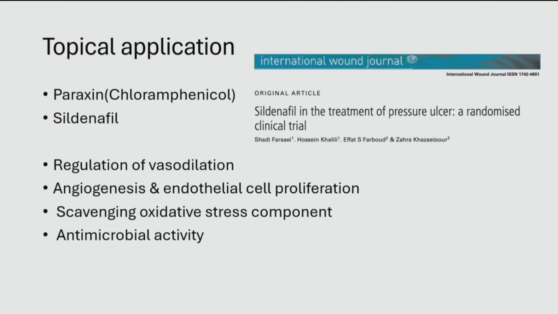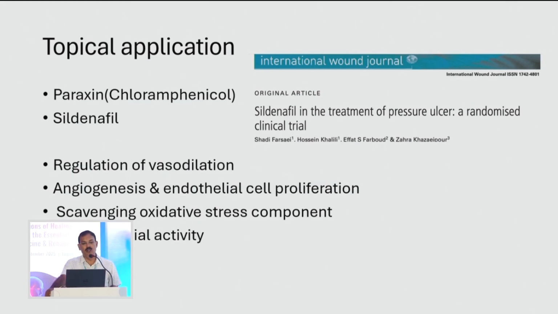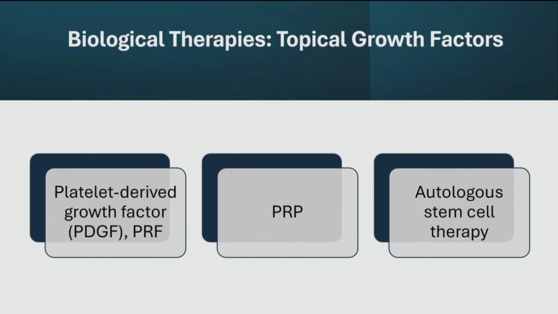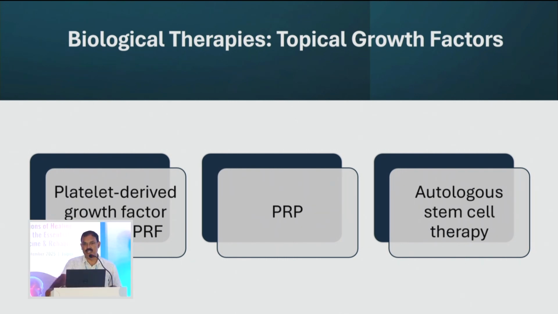There are studies showing that some people prefer to deliver drugs locally, applying chloramphenicol or rifampicin powders over the wound for dressing purposes. Papers also show application of sildenafil tablets, ground and put over the ulcer area, that helps in vasodilatation, angiogenesis and epithelialization. Biological therapies have also been tried, like PRP or autologous stem cells, which release growth factors over the site of the pressure ulcer and accelerate the healing process.